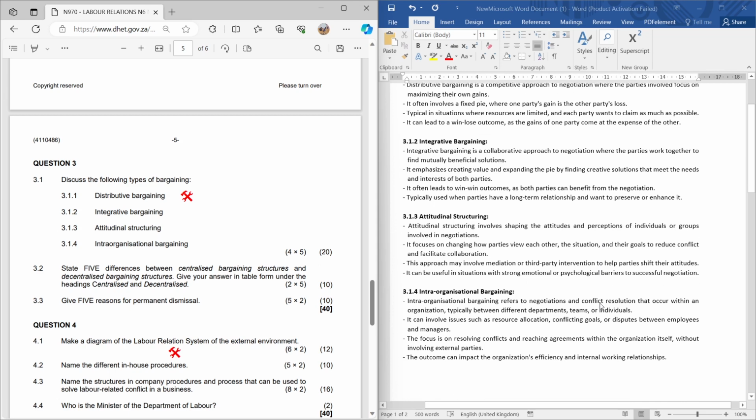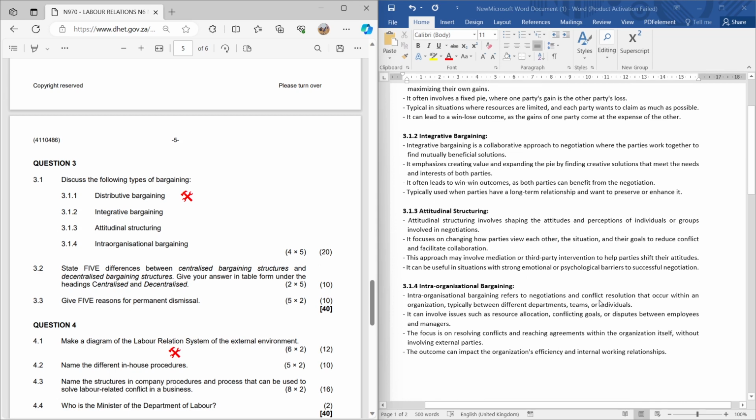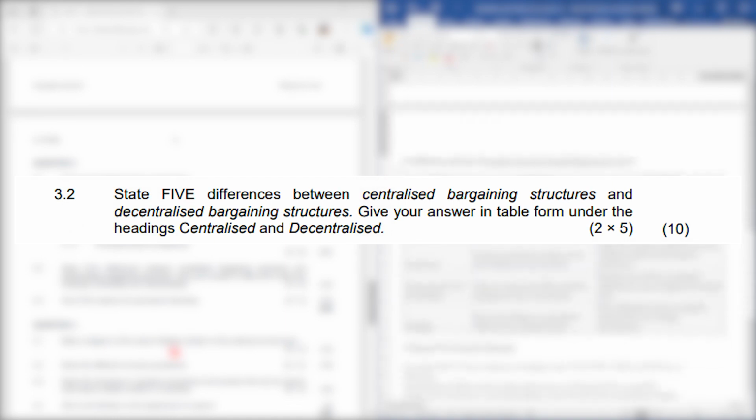Right, so let's go ahead and move on to the next question, which is question 3.2. It says state 5 differences between centralized bargaining structures and decentralized bargaining structures. Give your answer in table form under the headings centralized and decentralized, right?